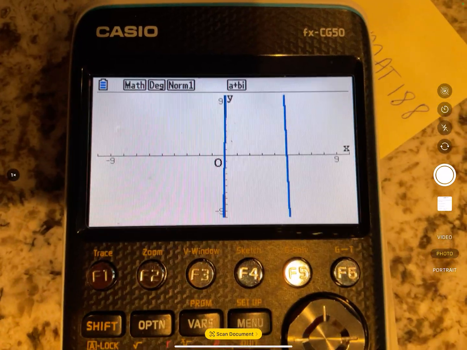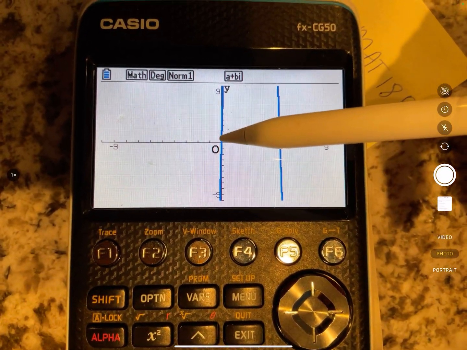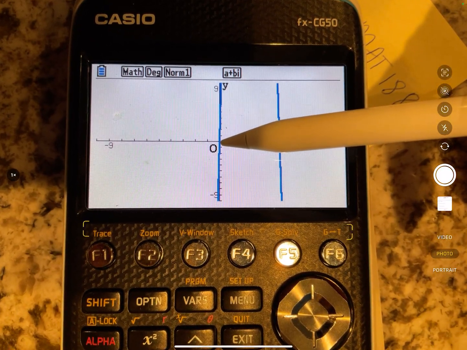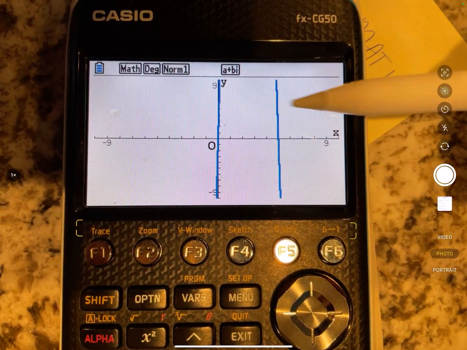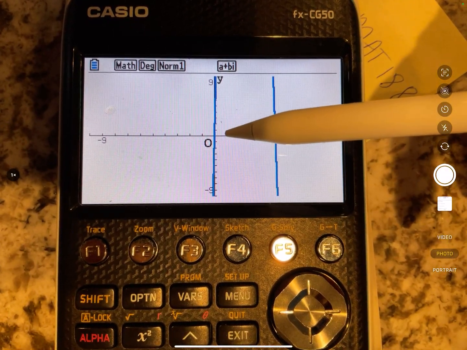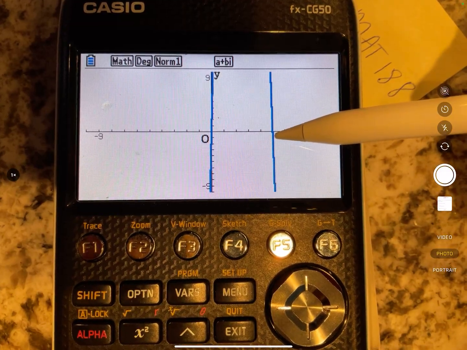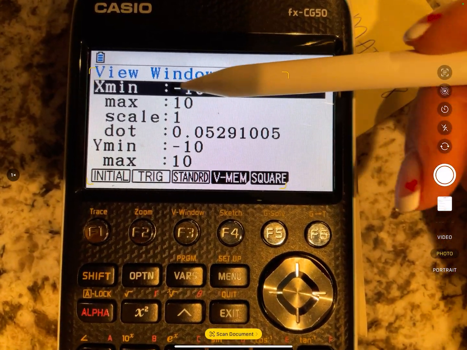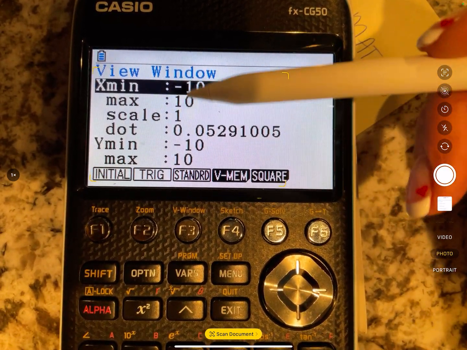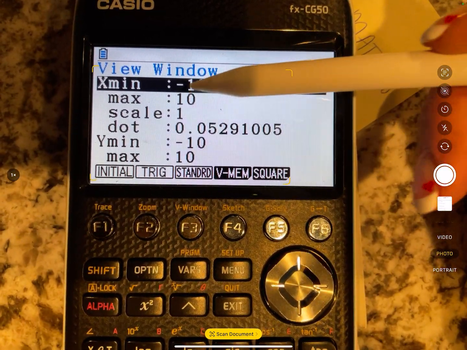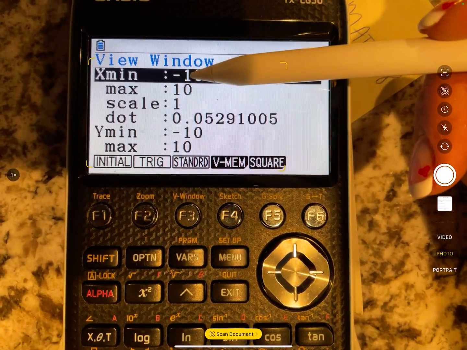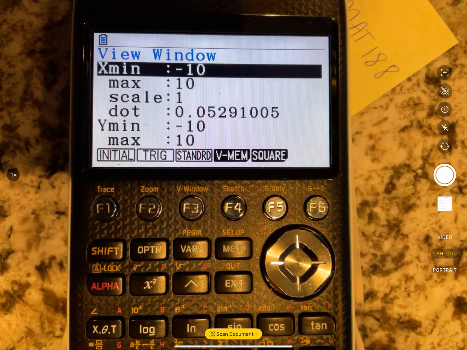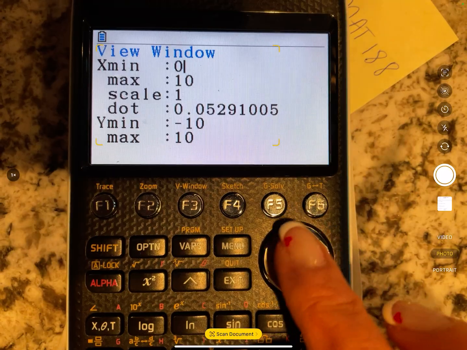I press enter to draw the graph, and I see that I've got x-intercepts. It looks like there might be one at x equals 0, and then maybe again at 1, 2, 3, 4, 5. So I'm going to change my window. I know I can't have negative time, and my x values, which are your inputs, are representing time. So we can't go back in time. So I'm going to make that a 0.